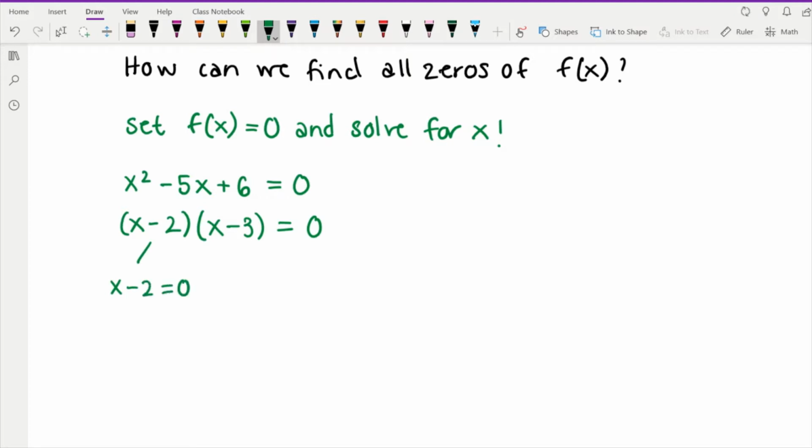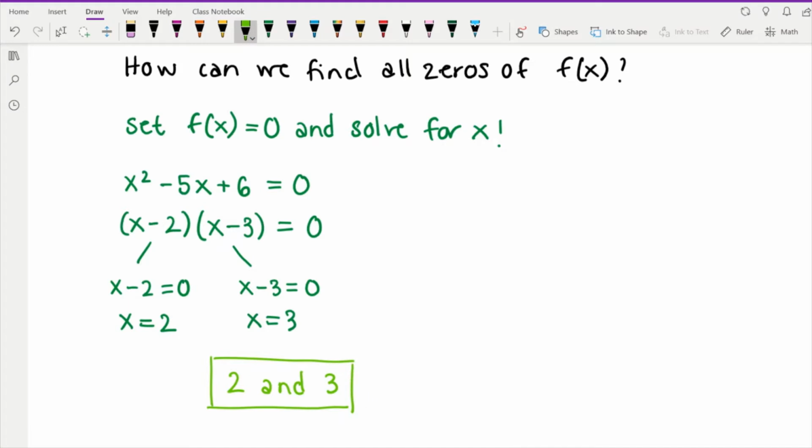You would set x minus 2 equal to 0, right? And then x minus 3 equal to 0. And we would get x is equal to 2 and x is equal to 3. And so that would tell us, what are the zeros of this function? Well, one of them is the number 2 and the other one is the number 3. So our answer here would be 2 and 3. Those are the zeros.